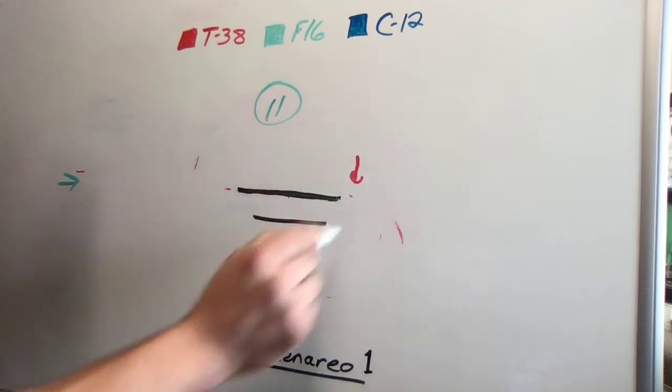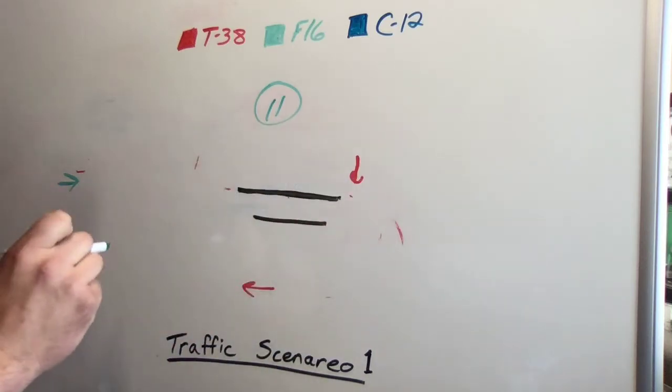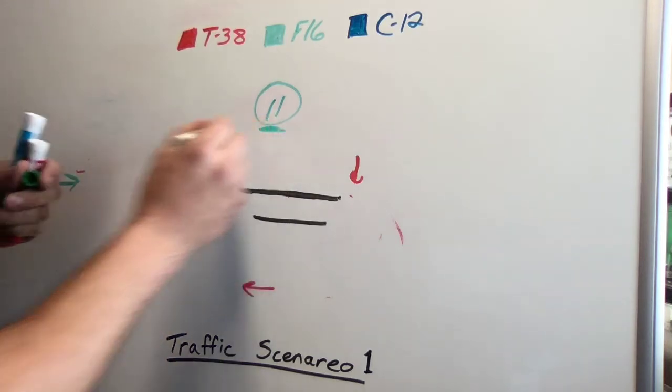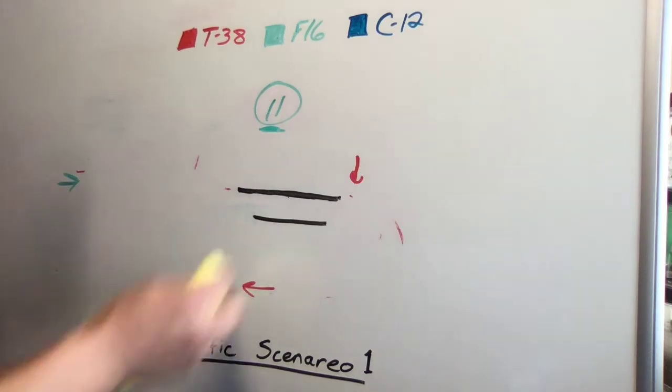Again, I want you to pause the video and tell me what phraseology you're going to use to these aircraft that are involved here, and then how you're going to ensure separation exists as efficiently as possible. So again, go ahead and pause the video and tell me what you would do.